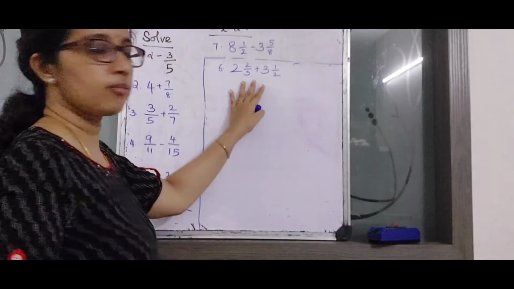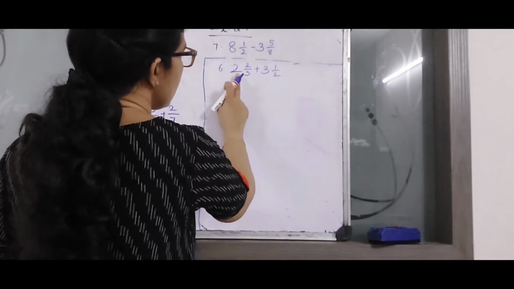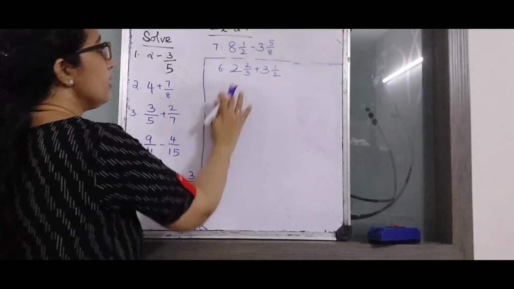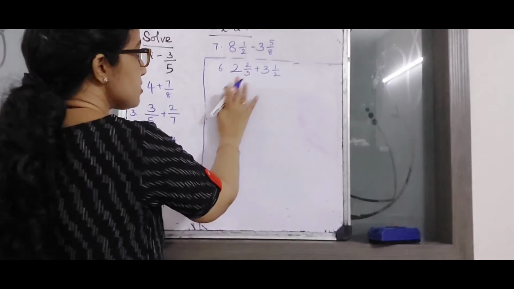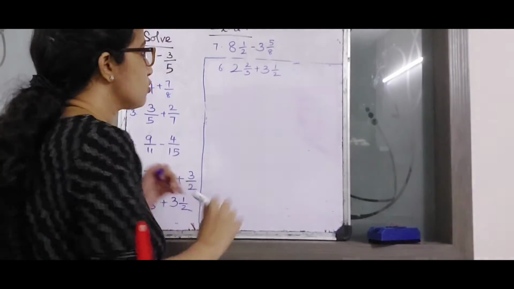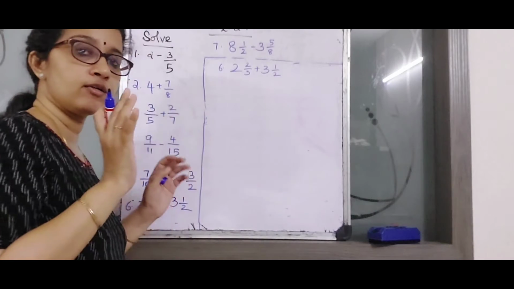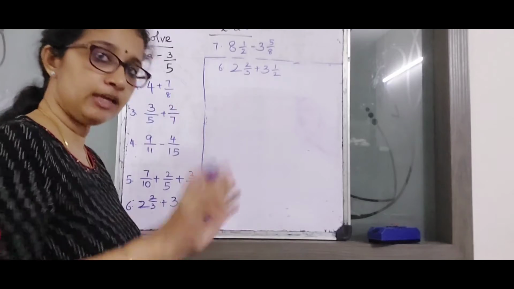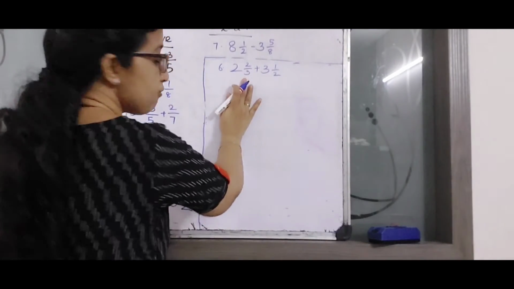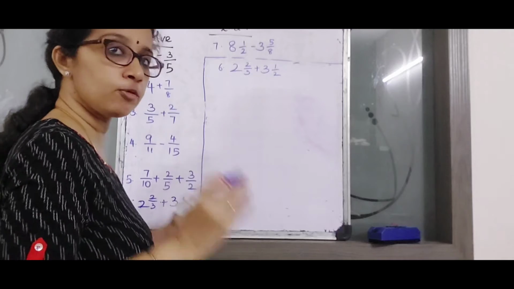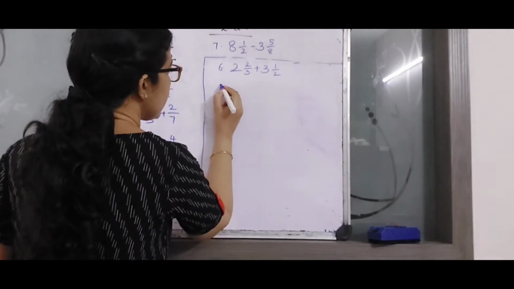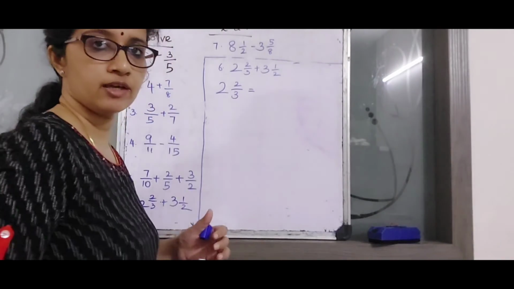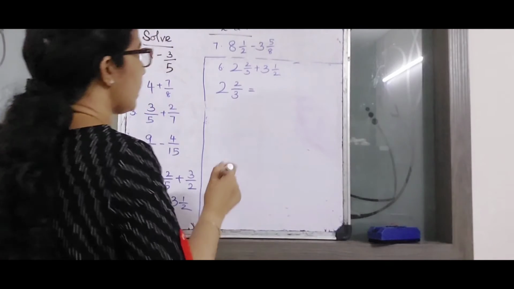Okay. The next problem, the sixth problem which we are going to see is 2 2 by 3 plus 3 1 by 2. Okay. So here they themselves have given both as mixed fractions. Okay. So what should we do? Whenever we do some operation on mixed fractions, whether it is addition or subtraction or any operation, we have to convert the mixed fraction into improper fraction before proceeding further. So how will we convert this 2 2 by 3 into improper fraction? We have a formula, right? So hope you remember that.